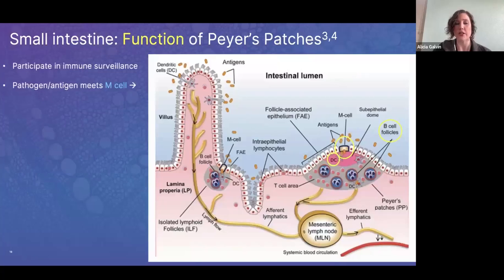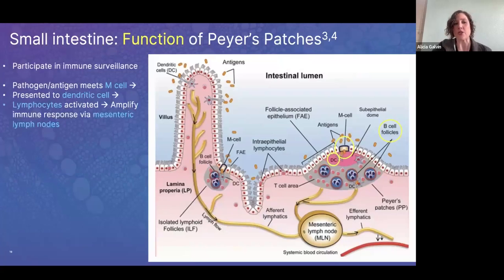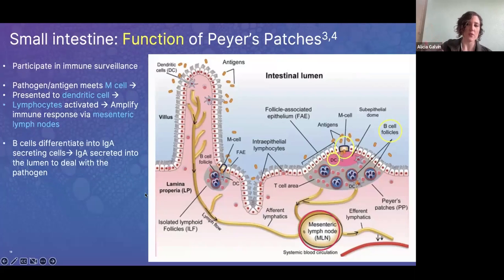So here's the function. It's immune surveillance. So the steps are: pathogen meets M cell, presents to dendritic cell. The lymphocytes or immune cells are activated, which amplifies the immune response, which then through these mesenteric lymph nodes carries out this whole immune system regulation of dealing with whatever antigen it was that came in.